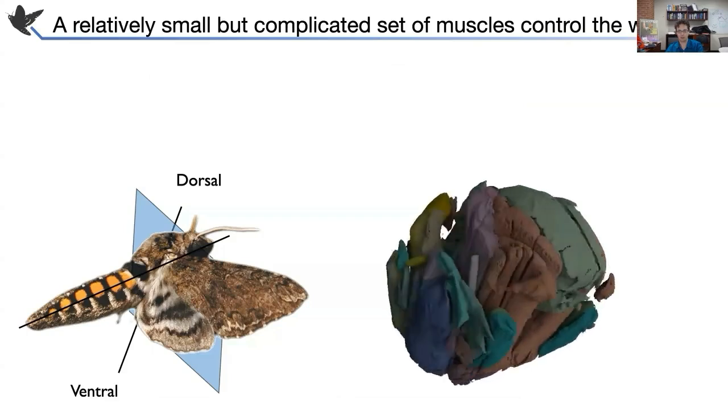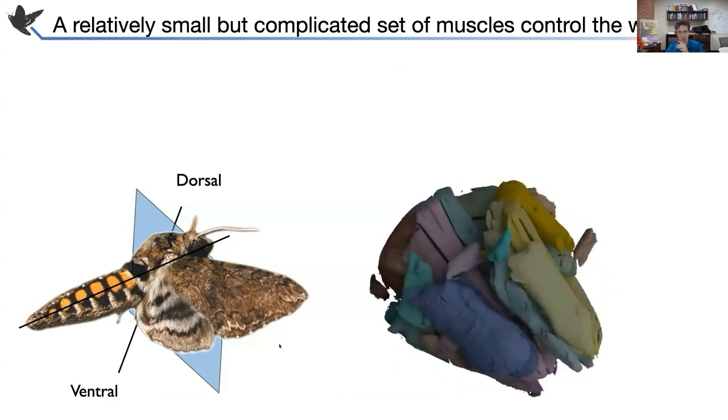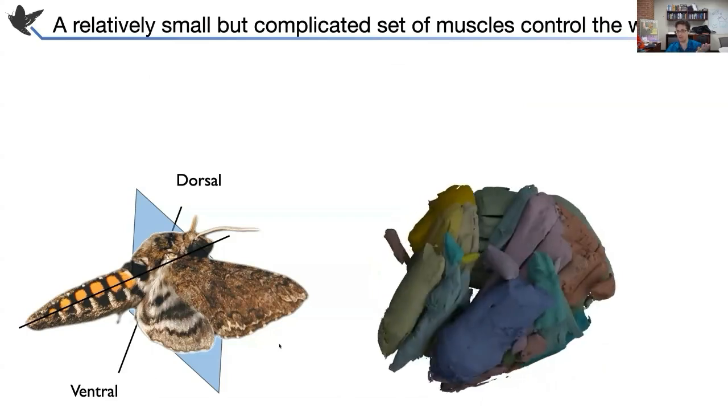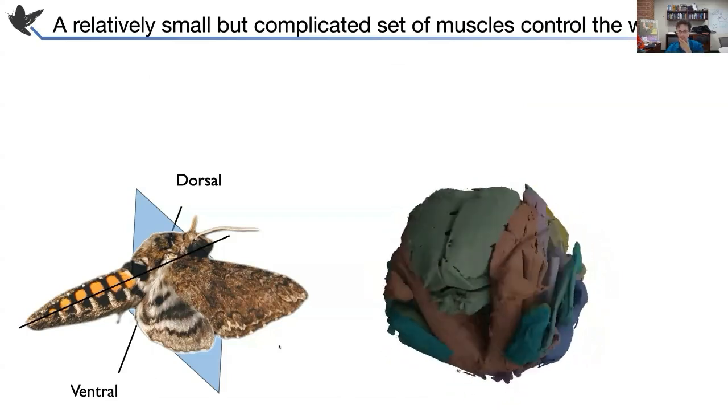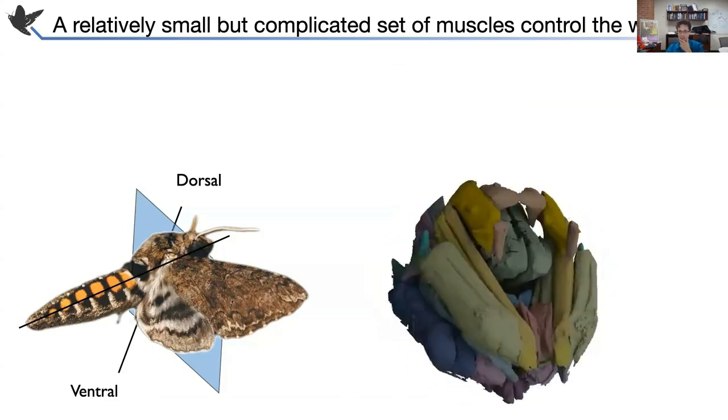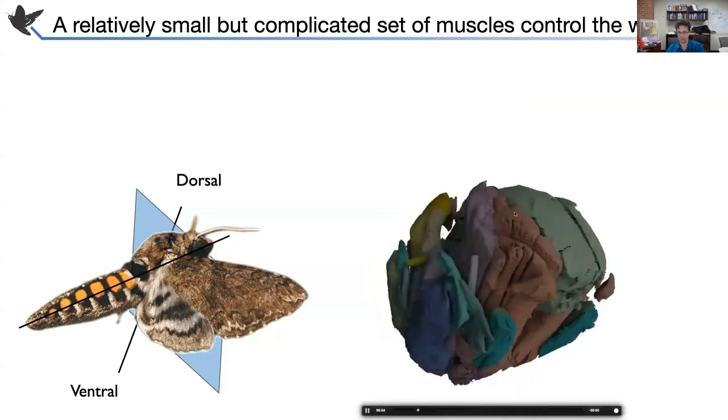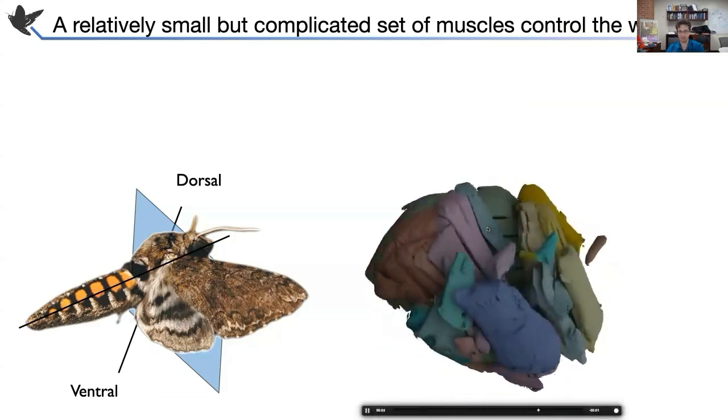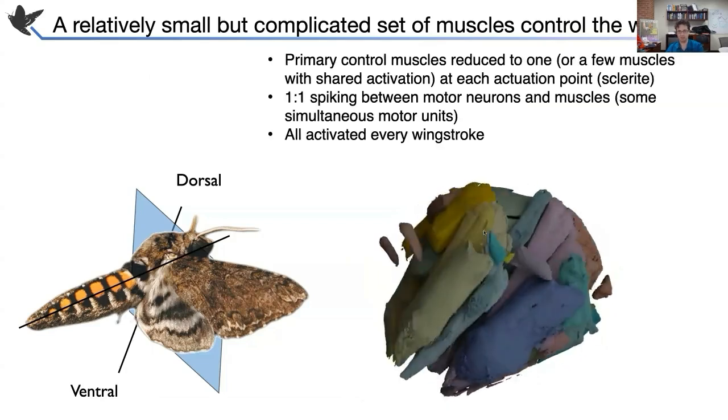If I just show you a cross-section of the musculature, these are some recent CT scans taken by Joanna Baker, who's one of the IMSI summer students here at Georgia Tech. She's reconstructing all the musculature. The main big dark green muscle in the middle is the one that we're going to be looking at, and that's the dorsal longitudinal muscle.